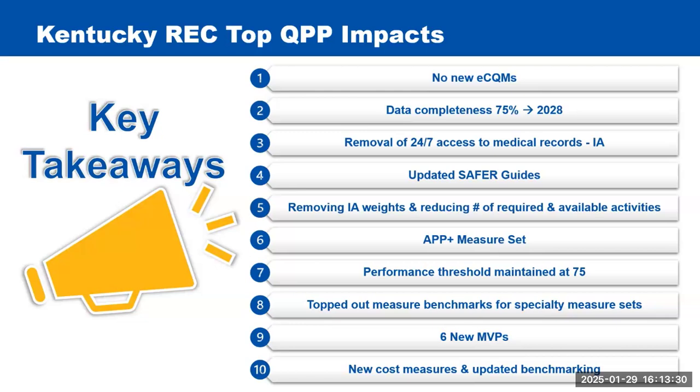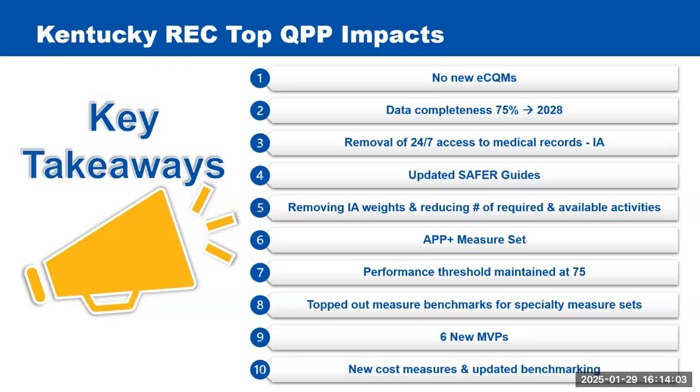CMS is expanding some requirements around the Medicare Shared Savings Program by requiring the reporting of the APP Plus measure set for all Medicare Shared Savings ACOs, regardless of track. CMS has also, for the entire MIPS program, maintained that performance threshold at 75 points. And again, that is being maintained through 25, 26, and 27.